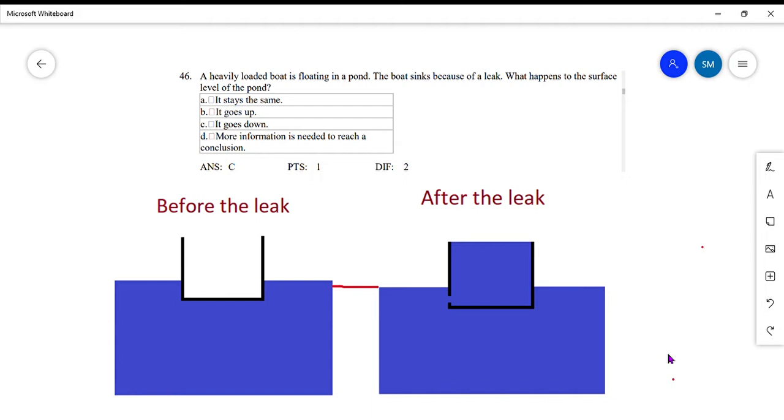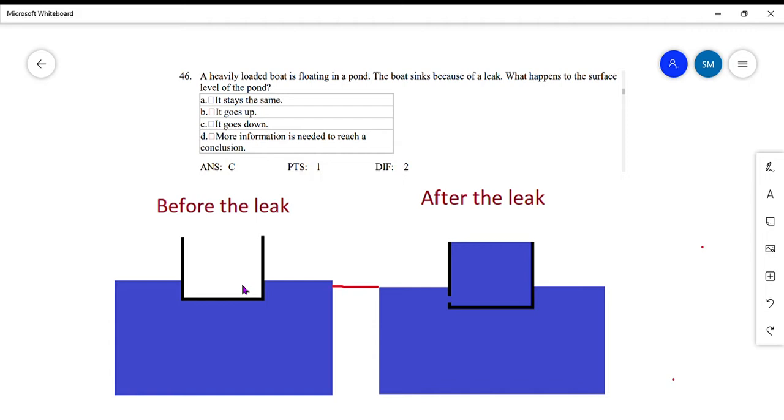This container has a volume under the surface of water and a volume above the surface of water. The volume under the surface of water is empty. No water gets into this space before the leak. After the leak, the water starts to get into the container. So the water which is here and here will get into the container, and the space will be full of water. This will make the surface of water go down.